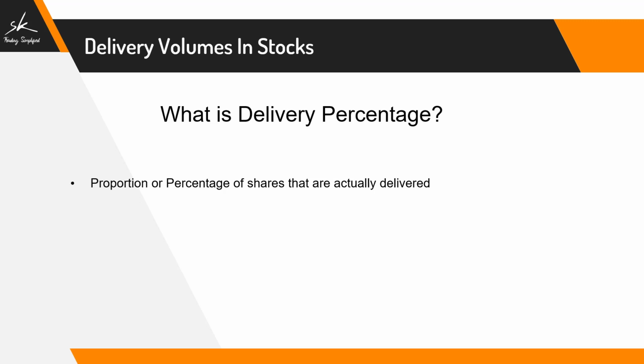The delivery percentage is calculated by dividing the number of shares actually delivered by the total number of shares traded during a specific period, typically a trading day. It represents the percentage of trades that result in physical delivery of the underlying security.